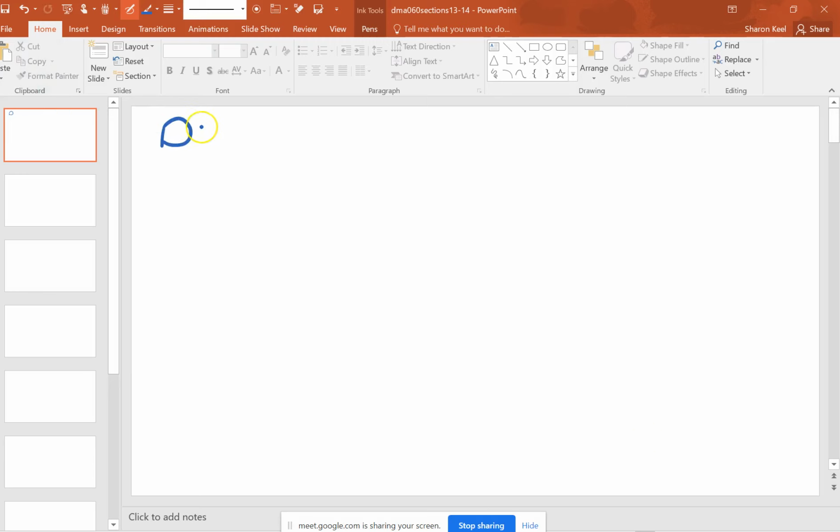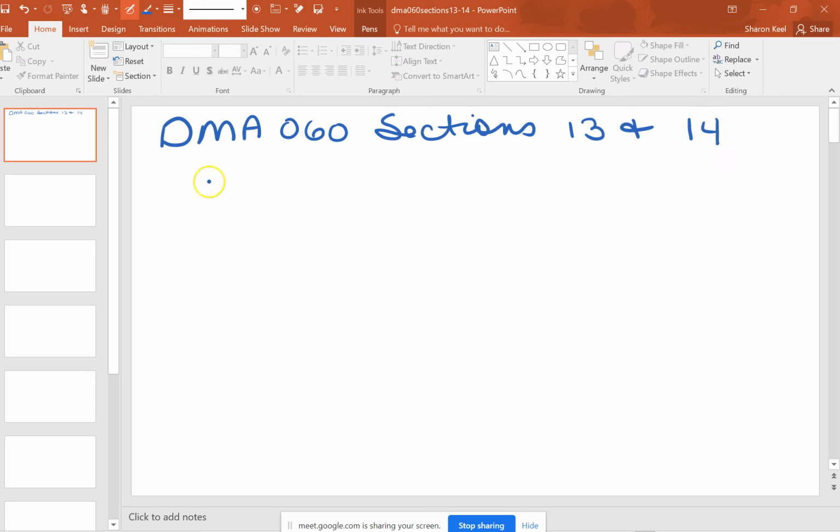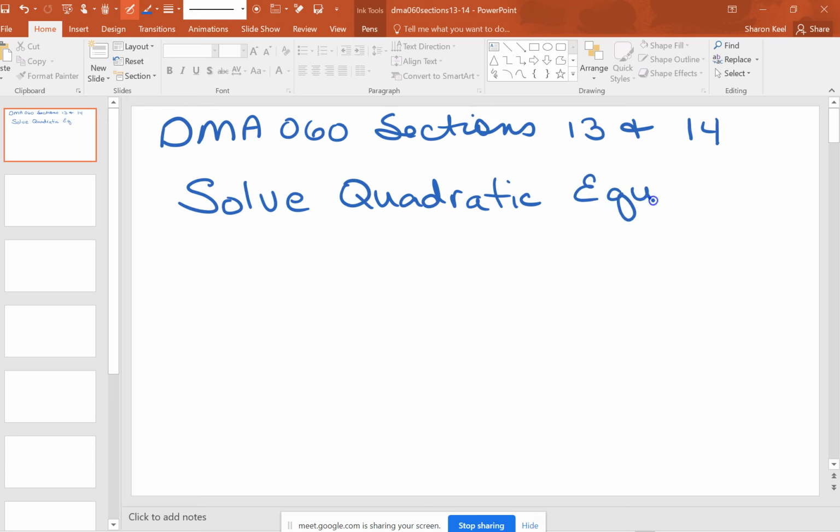Okay, today I'm going to be lecturing on the last two sections. So for DMA 60, this is going to be sections 13 and 14. 13 is not going to be a lot of new information. In section 13, we're going to solve quadratic equations. What we've done so far is we have factored quadratic equations, but we have not given a solution. So the only new piece that we're going to have is given a solution.